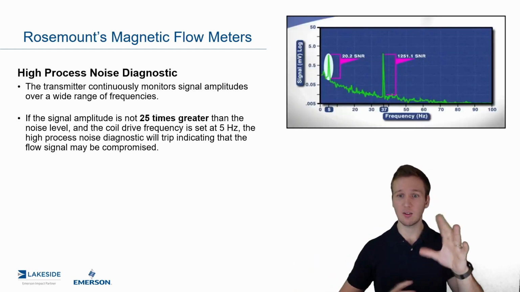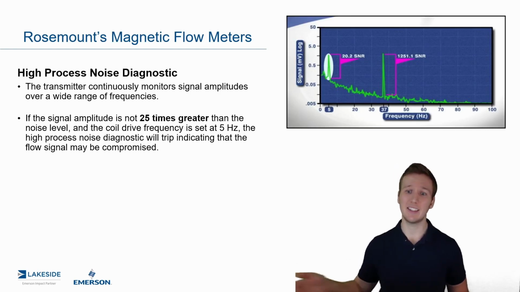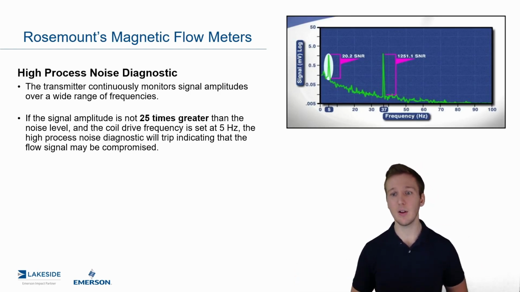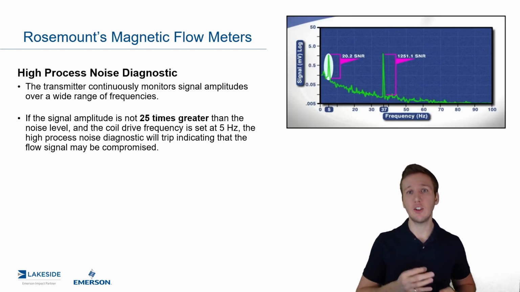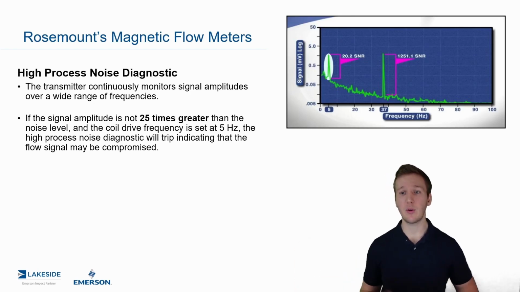Okay, so this is a graph of what we're looking at here. The x-axis is frequency, the y-axis is the signal, and we're looking at those ratios. You can see in this situation, if we were using our standard magnetic flow meter at 5 hertz, that's only a 20.2 signal to noise ratio. It's now alerting us and saying, hey, we're not getting the performance that we are looking for. We'd suggest moving up to that higher frequency, 37.5 hertz. And that's exactly what you do based off of this in order to improve the performance in your application.